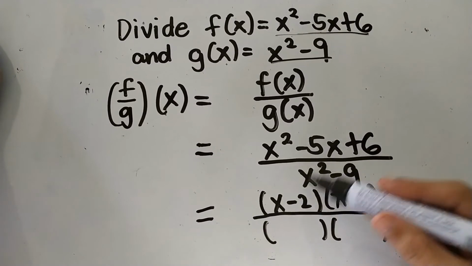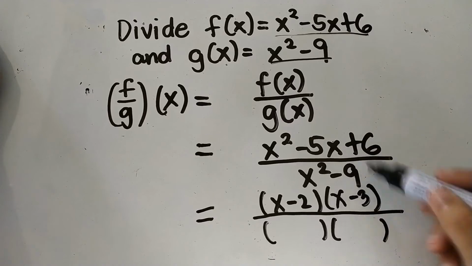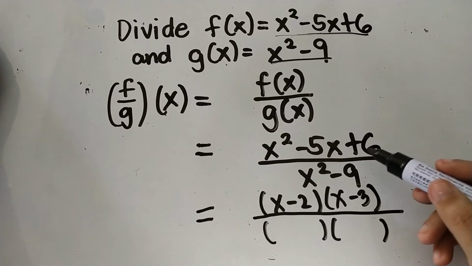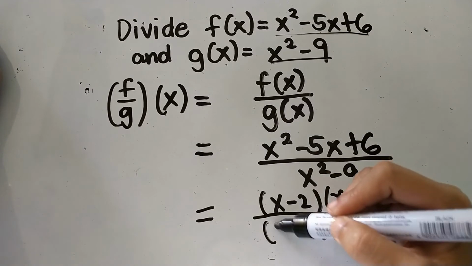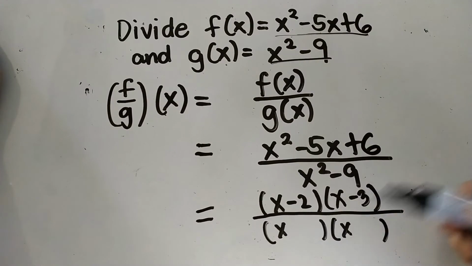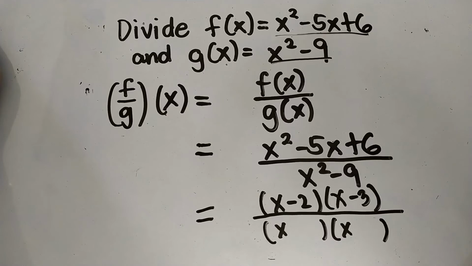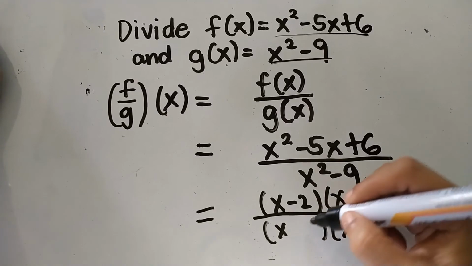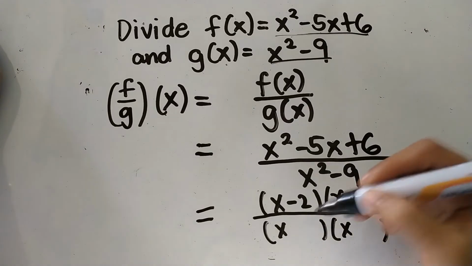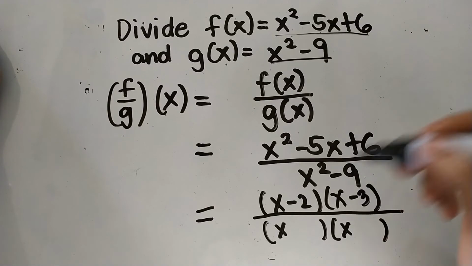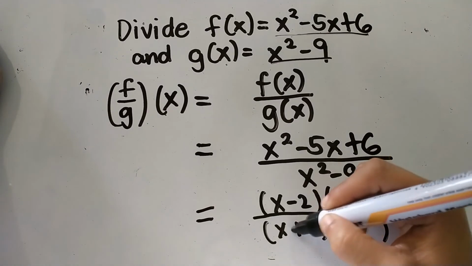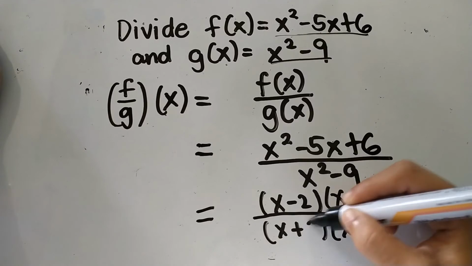Recall nyo yung inyong knowledge about factoring and special products, x squared minus 9. So, 9 has a square root. So, square root niya is 3. So, since this is a difference of squares, sum and difference of squares, we will have positive and negative 3.